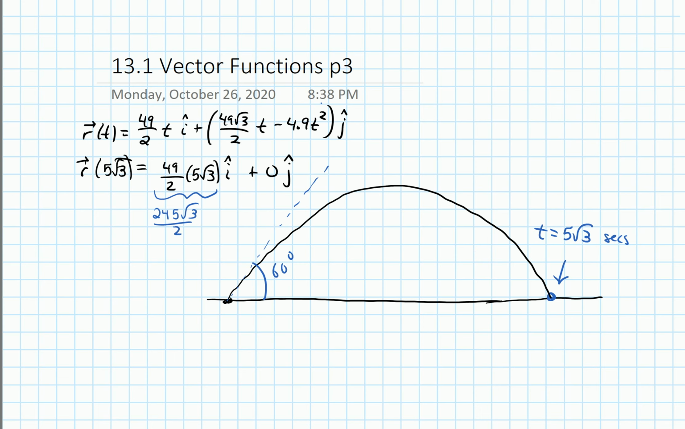And what this 245 root 3 over 2 represents is the x component of this point relative to the origin. So that is this horizontal distance away from the origin. So the answer to our question about how far away it lands is, it lands 245 root 3 over 2. And what were the units? In this problem, they were meters. This many meters away.